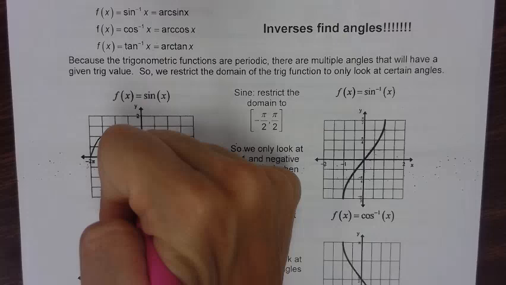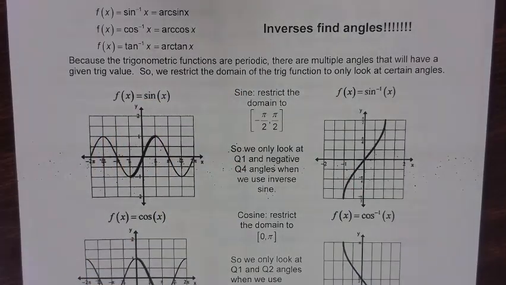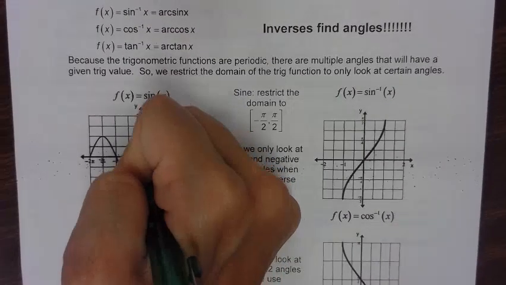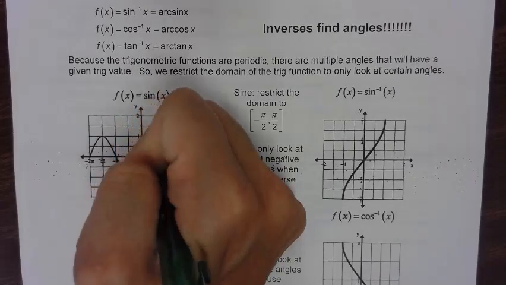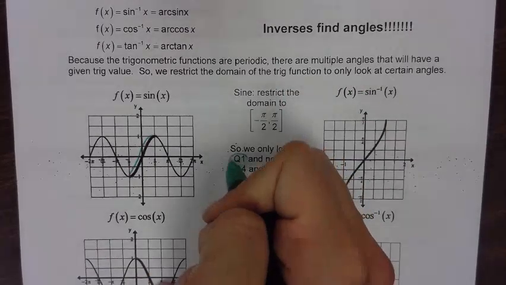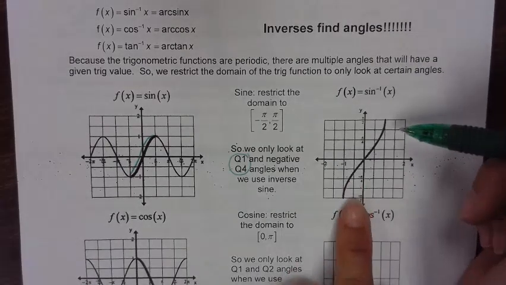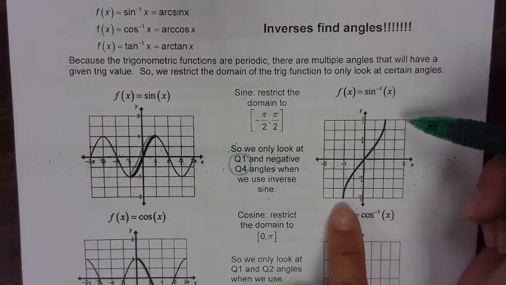So what they did to make sure this is able to work is they restrict the domain for sine. So for sine, we're restricting it from negative pi over 2 to pi over 2. So right here where it is darkened. Okay? Which also means that we are only using quadrant 1 and 4. And this is the graph of that restriction.